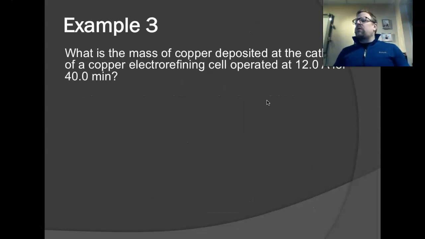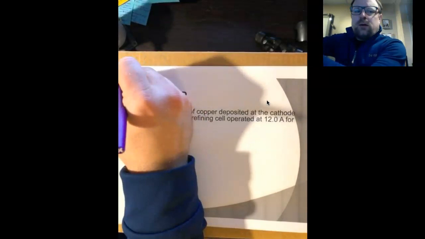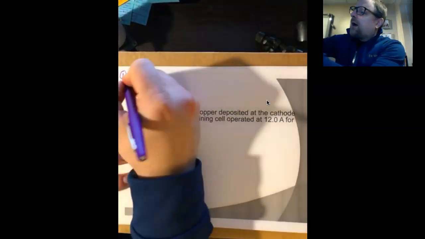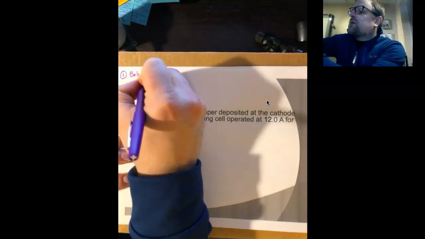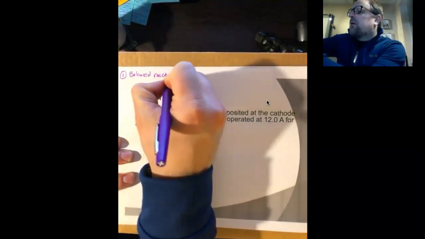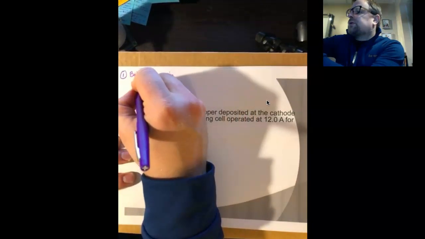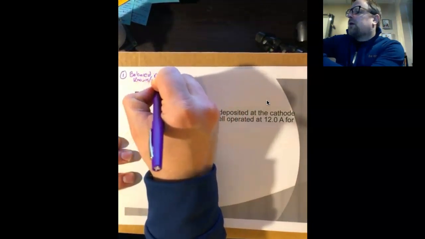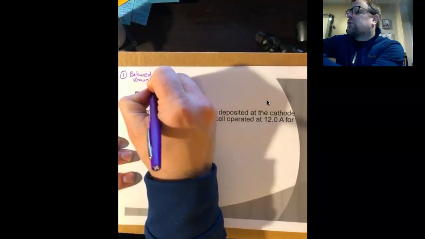So what we're going to do now is move on to a calculation based on some stoichiometry. We're going to start out as we always do. Step 1 is always going to be your balanced chemical reaction, with your knowns and unknowns. I apologize for the atrocious writing.